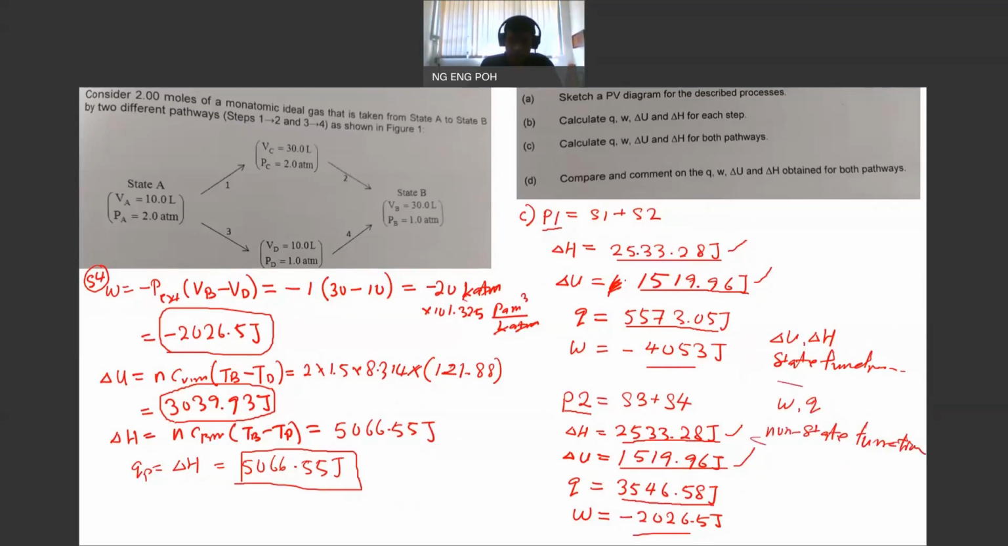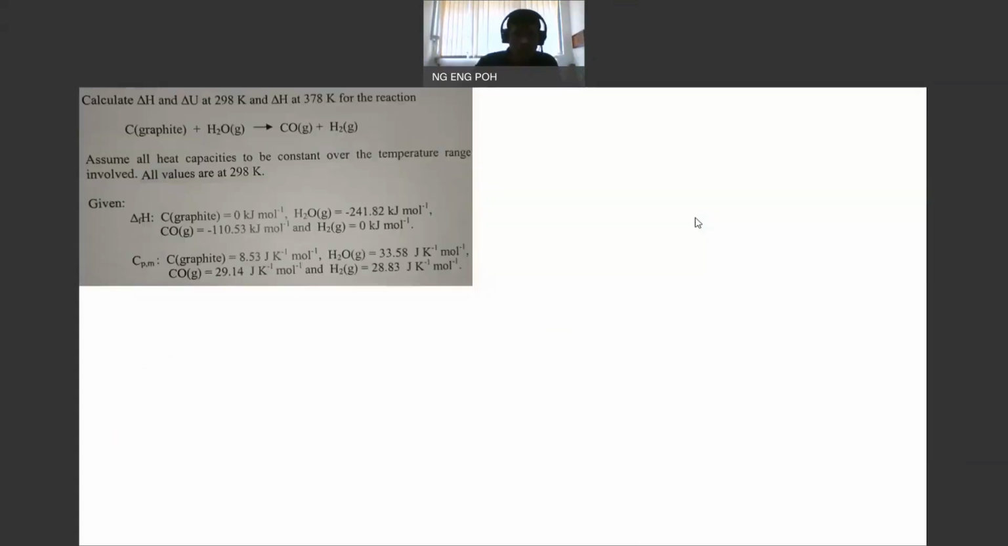So based on here, when you see the values, they are similar. So that means delta U and delta H are state functions, and Q and W are not state functions, since their values are not the same. Okay, now we will continue with an example, this time on thermochemistry.